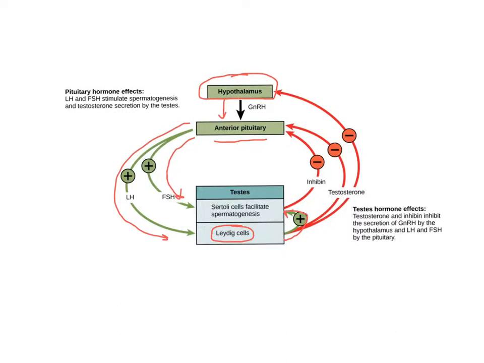But you can also see that the testosterone has a negative effect on the hypothalamus and also a negative effect on the anterior pituitary. And also the inhibin has a negative effect to stop the hypothalamus from releasing GnRH, and it also stops the anterior pituitary from releasing LH and FSH.